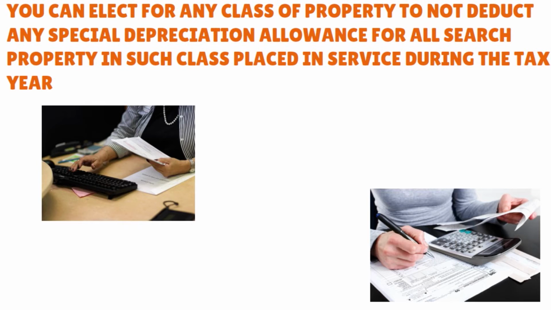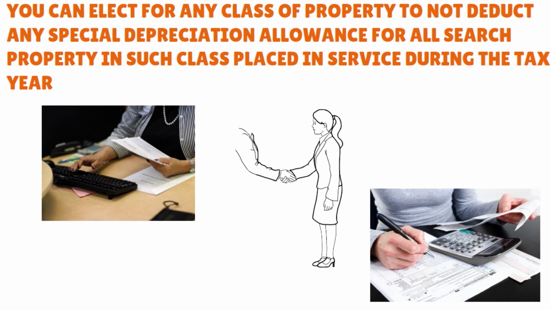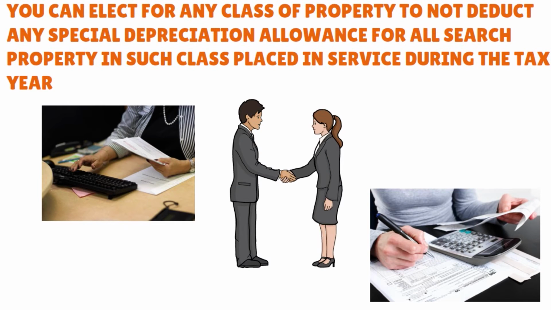And the election must be made separately, though, very important. It must be made separately by each person owning qualified property, for example, by the partnership, by the S corporation, or for each member of a consolidated group by the common parent of the group. This is very important.